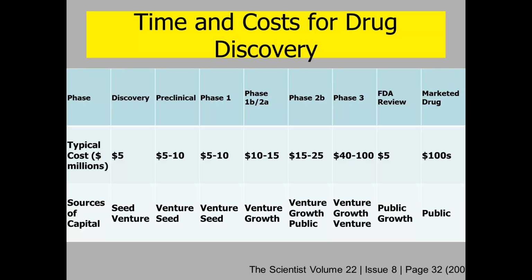So frequently what happens is a smaller company will take a drug through maybe preclinicals and phase 1 trials, and then a bigger partner drug company will enter and partner with them to take it through phase 2B and phase 3 and FDA review, and market the drug and distribute it through their distribution channel.